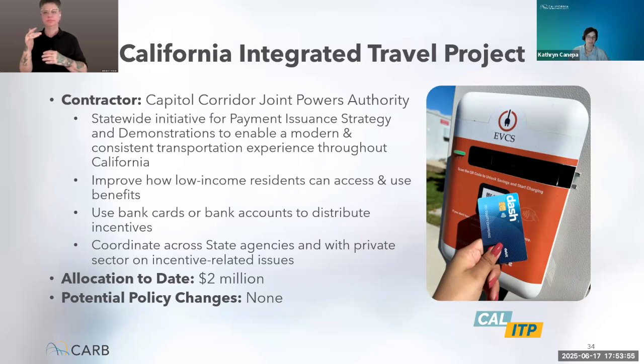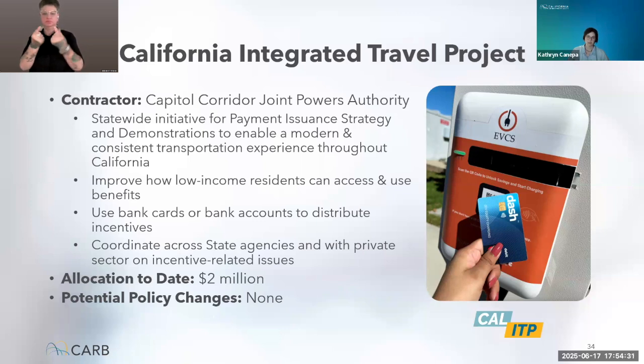Since 2022, CARB has engaged the California Integrated Travel Project, or CAL-ITP, to provide targeted payments and data innovation support related to the equitable mobility incentive programs. CAL-ITP is a joint project between Caltrans, California's Department of Transportation, and the California State Transportation Agency, known as CalSTA. CAL-ITP focuses on challenging policy and technology issues at the intersection of sustainable transportation and payments.